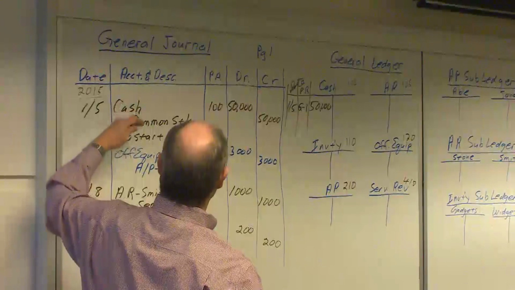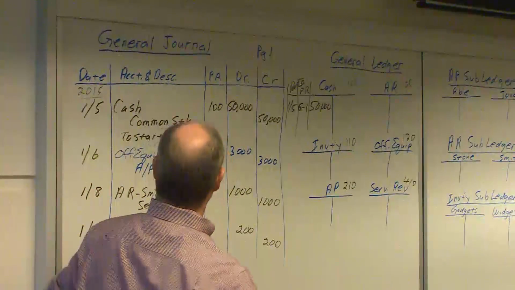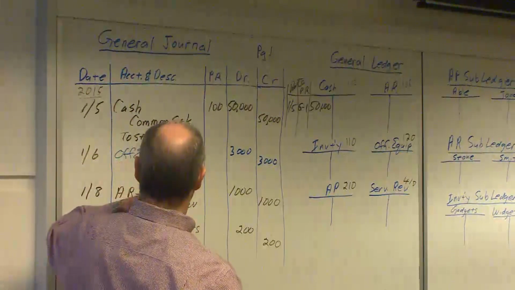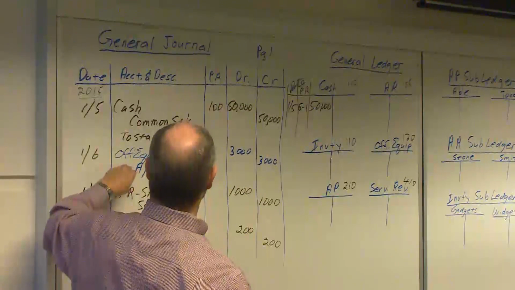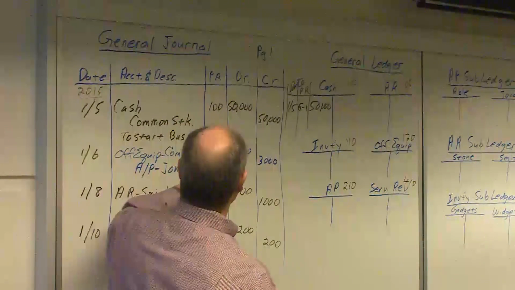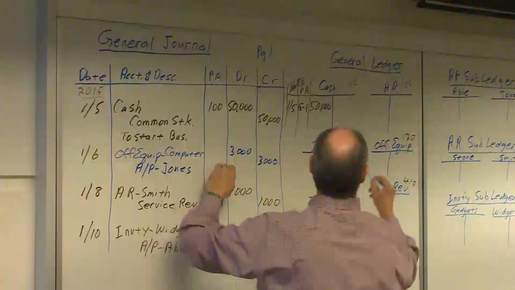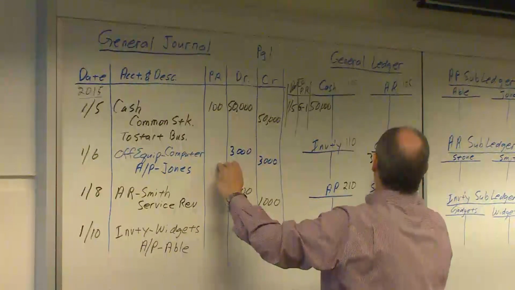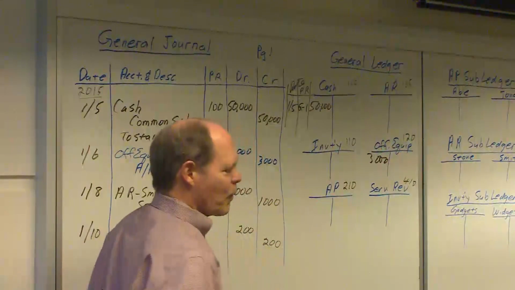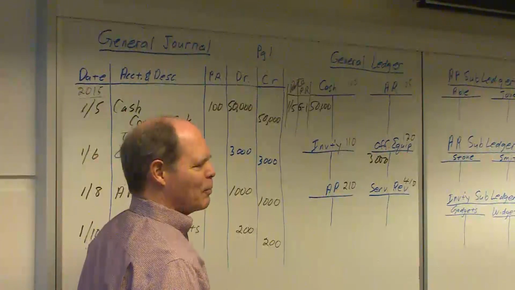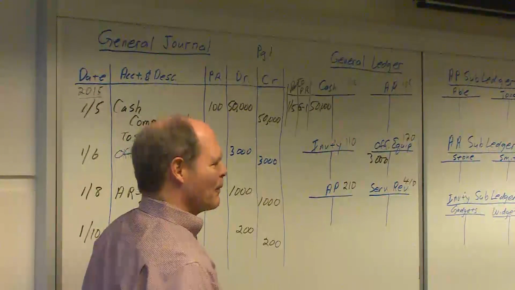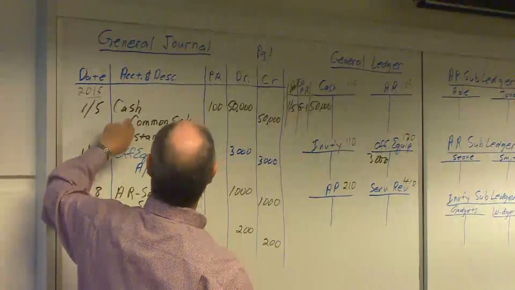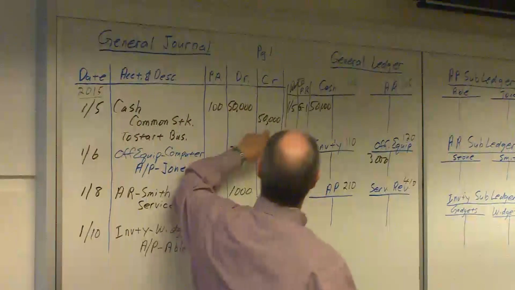I will do the same thing for all these different items. Let's skip down to the office equipment entry here. So for office equipment, we have a debit of 3,000. Oh, I suppose I should probably have both a debit and a credit, shouldn't I? Yeah. All right, so let's go back up and we'll post the common stock here.